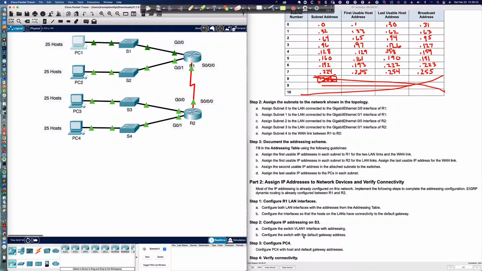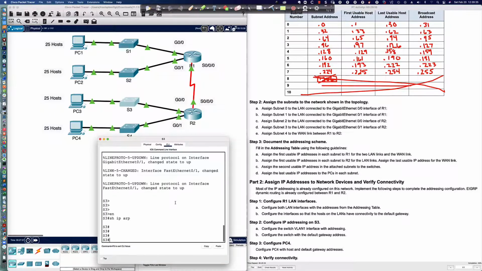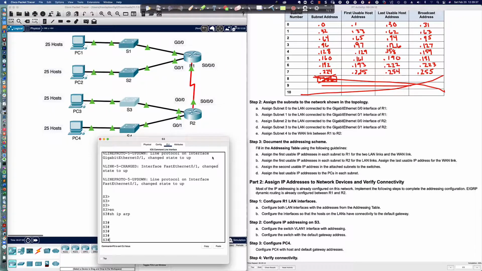Configure PC4 with the host. Configure the PC4 host with host and default gateway information. All right, let's try this. Let's see if this stuff is already configured. So maybe router 2, maybe these interfaces are already configured. We're not supposed to get on there.